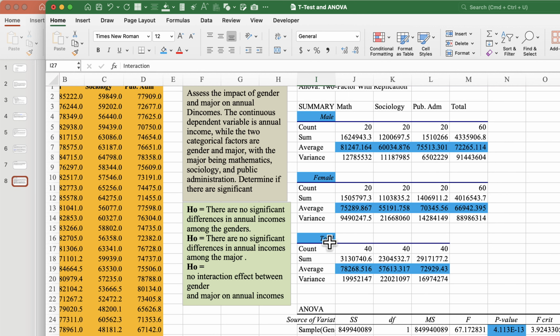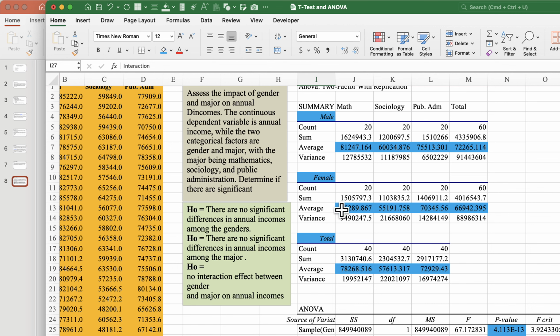Second information is that when it comes to total, the average salary in math is 78,268, for sociology it's 57,613, and for public administration it's 72,929. We can also compare the salaries of male and female against this average.